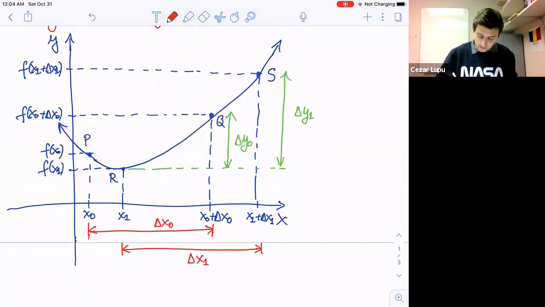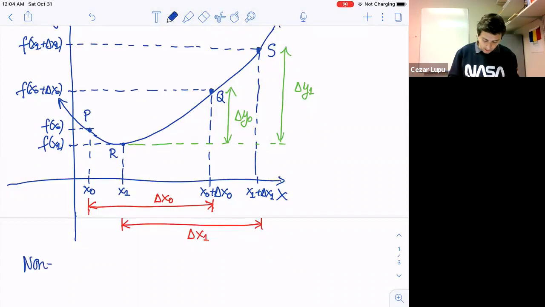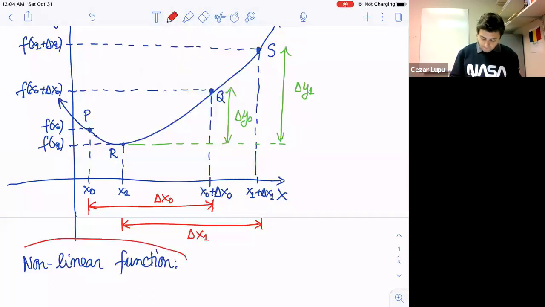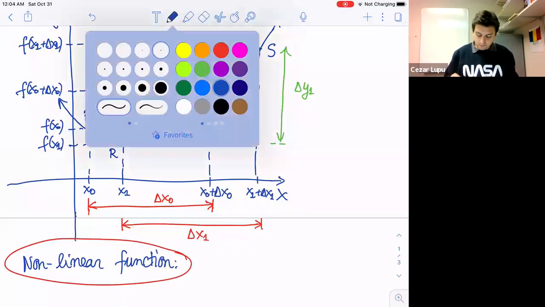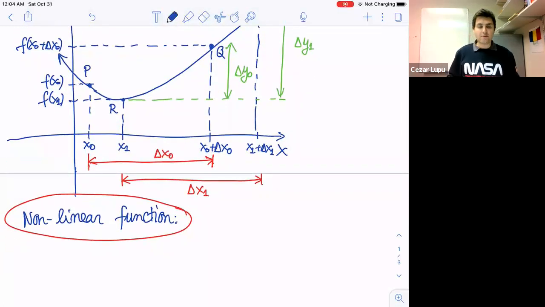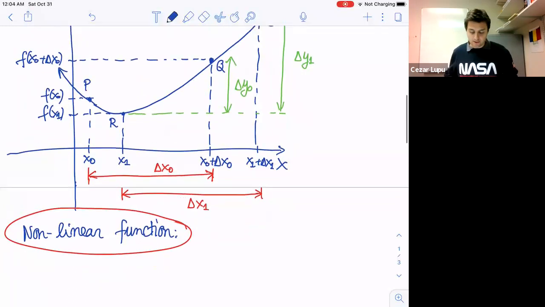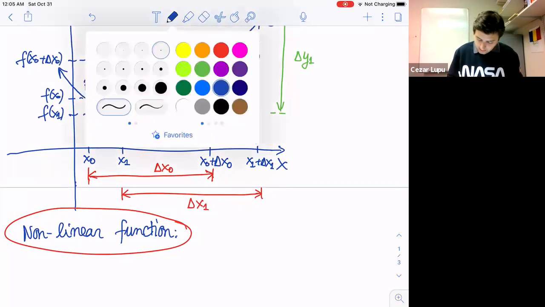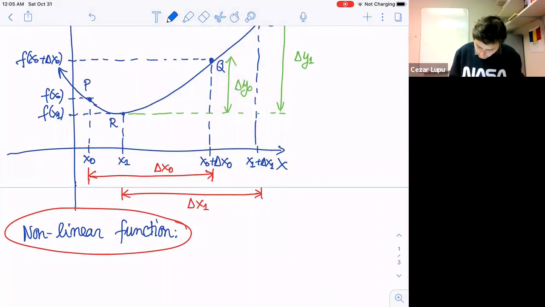And now let's just interpret this picture a bit. So in this case, we can write that we deal with a nonlinear function. So in this case, let's see, what do we have? The rate of change. If you look at the picture, I would like to see what is the rate of change between P and Q. So let me draw this line from P to Q.